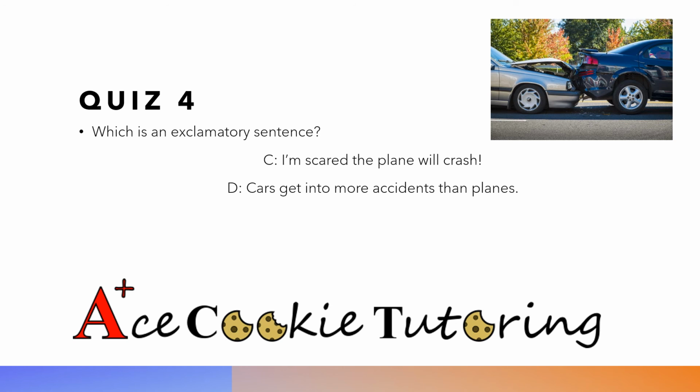In 1, 2, 3, are you ready? 4, 5. Say it out loud. Is it C or D? And it is C. An exclamatory sentence is C because of strong emotions about being scared, and we have the exclamation point. So there you go. You made it through all 4 quizzes. Way to go.